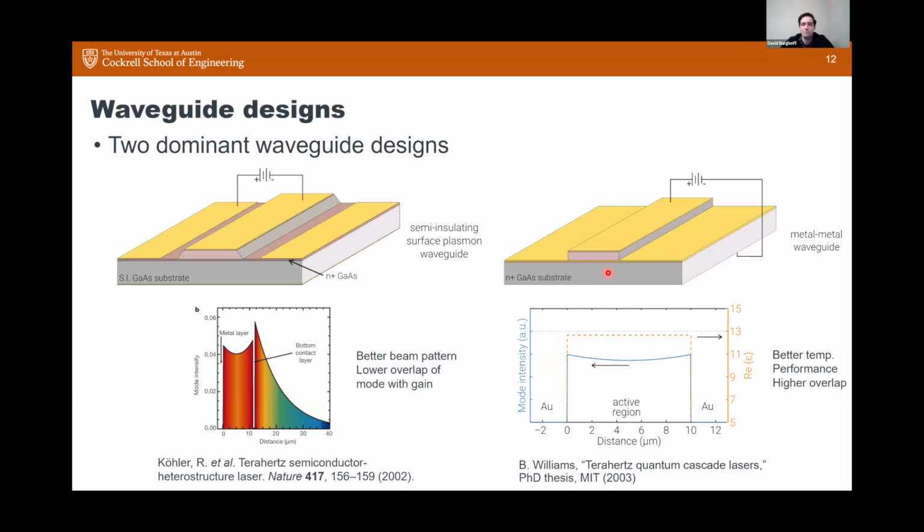What's nice about it is that because your mode is completely within the gain medium, for all intents and purposes, the overlap is very high. In other words, all of the light actually sees the gain medium, and so you get very good temperature performance, or the best temperature performance out of these sorts of designs. The one downside is that the beam pattern is usually worse, and also it's hard to extract light out of this structure sometimes. So most QCL designs these days, I would say, tend to fall into this category, the metal category. For example, in my group, we mostly don't even make SISP waveguide-based designs.